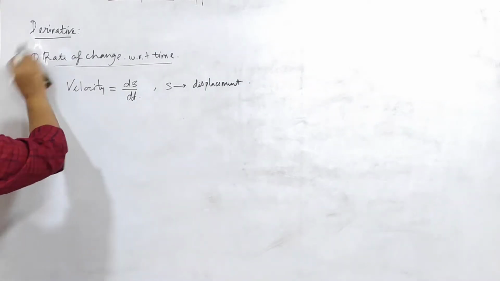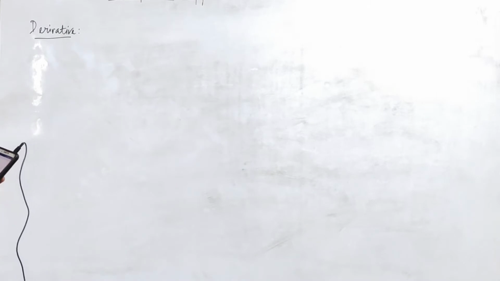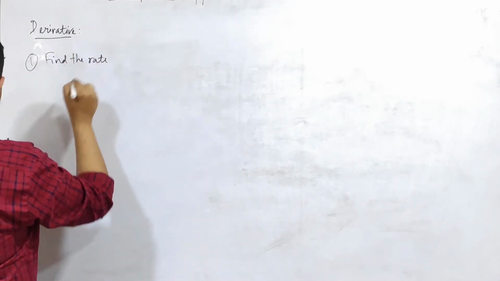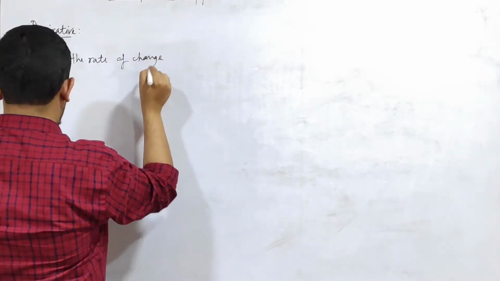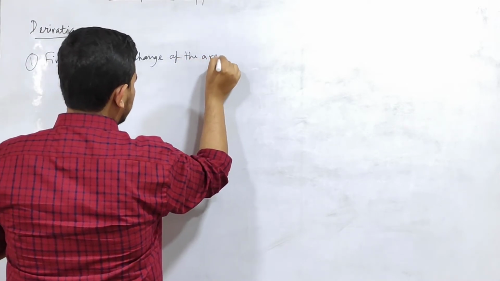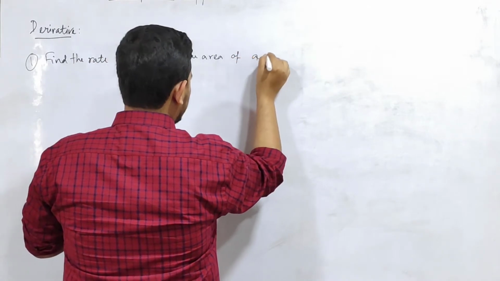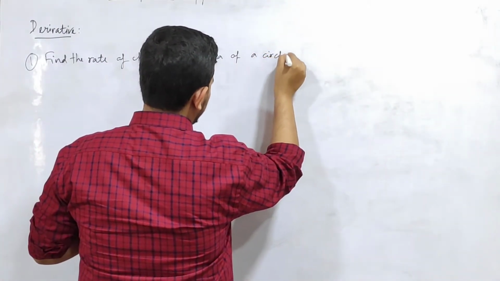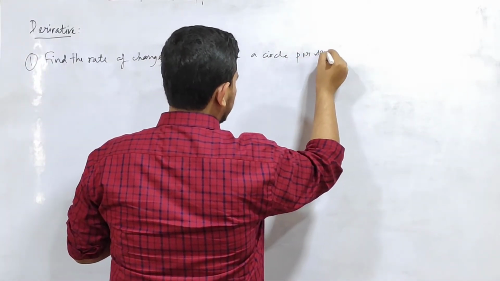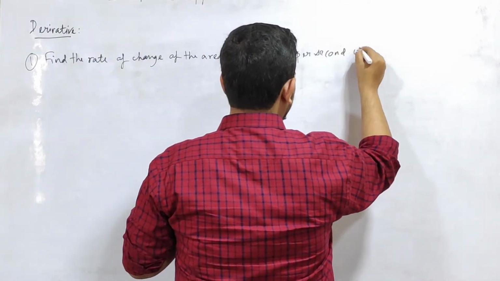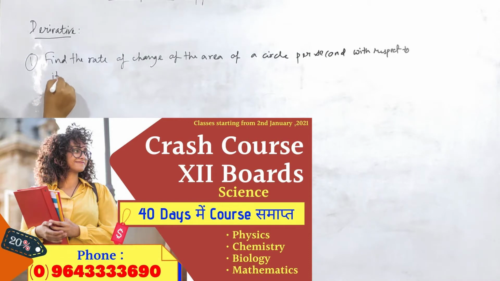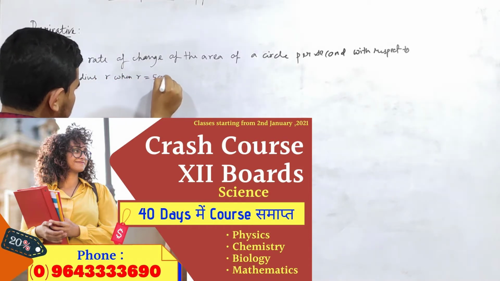So the first problem is like this. The question is, find the rate of change of the area of a circle per second with respect to its radius r, when r equals 5 centimeter.